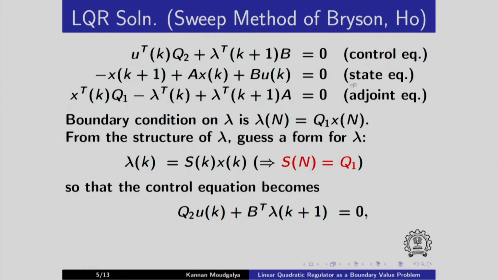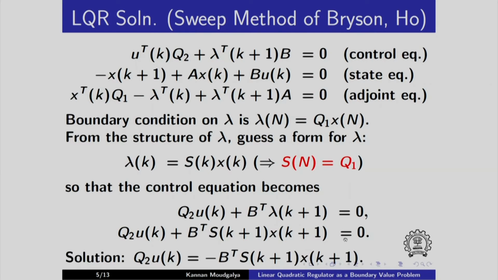So the control equation becomes, with this, the transpose of this is Q2u, and then B transpose lambda of k plus 1 equals 0, and in the place of lambda I substitute S into x, so I get this. From this I get the solution as Q2u to be equal to minus this entire entry.